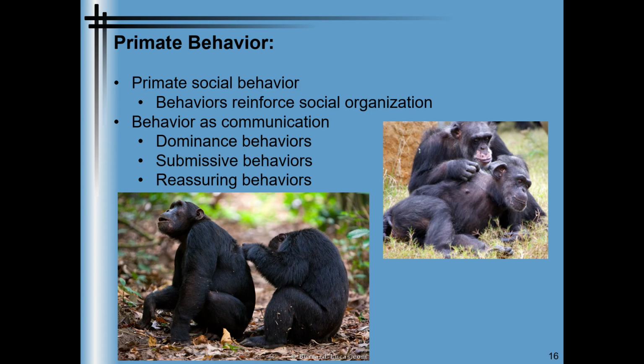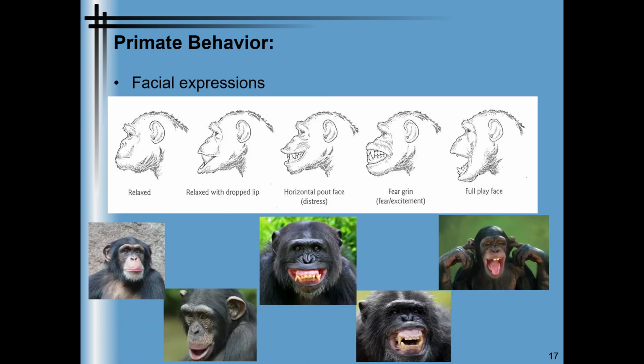Such behaviors are often communicated through facial expressions. Think about how we do this every day. We make different social expressions based on different emotions that we're feeling. This is common in chimps and bonobos as well as ourselves. So, for example, among non-human primates, we can see a play face or we can see the fear grin.